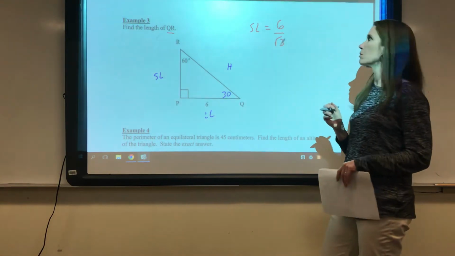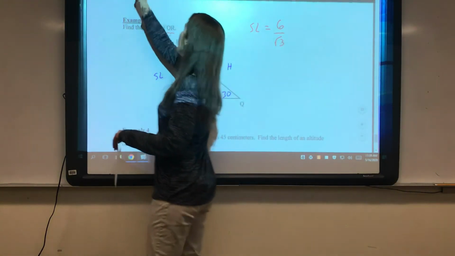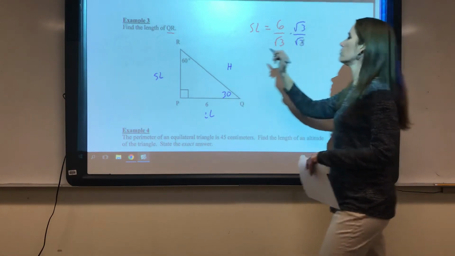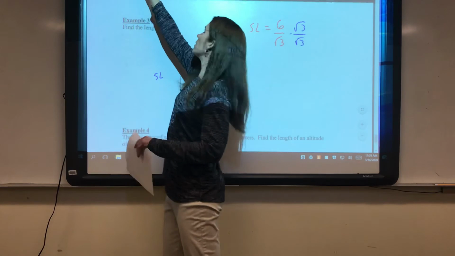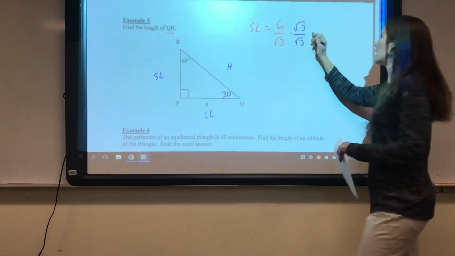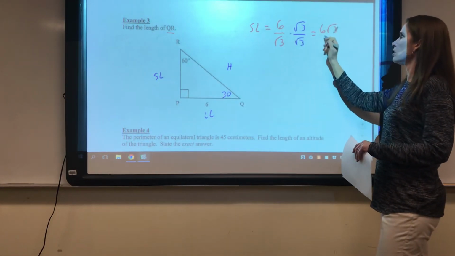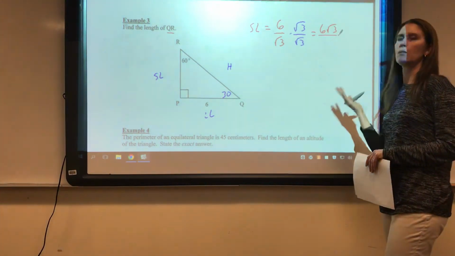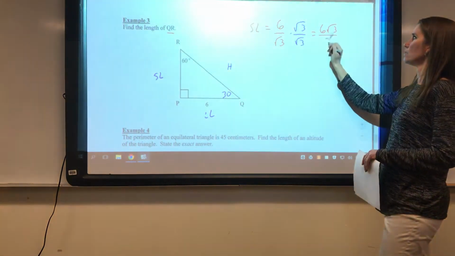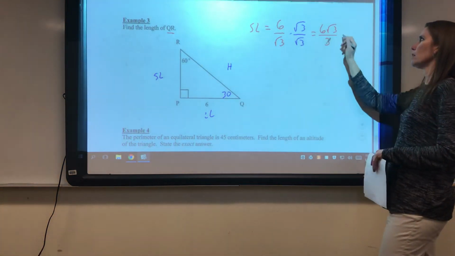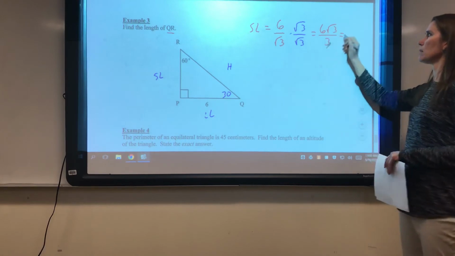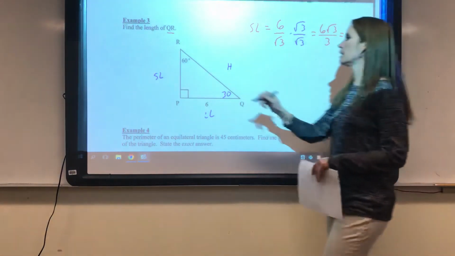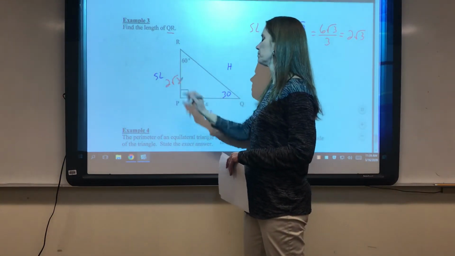Again, I'm not allowed to leave a square root in the denominator. So I can think of my algebra rules, and I could multiply by square root of 3 over square root of 3. And that gives me 6 square root of 3 over, remember we talked about a minute ago, square root of 3 times square root of 3 is square root of 9, but the square root of 9 is 3. That's my shortcut. And then I can go ahead and reduce that down. 6 divided by 3 is 2 square root of 3. And that gives me what the short leg is. So I'm going to go and put that in my picture.